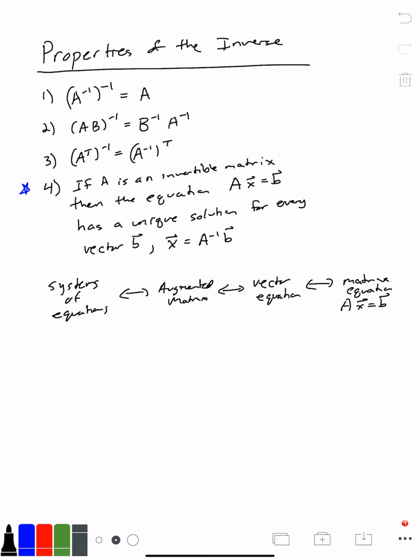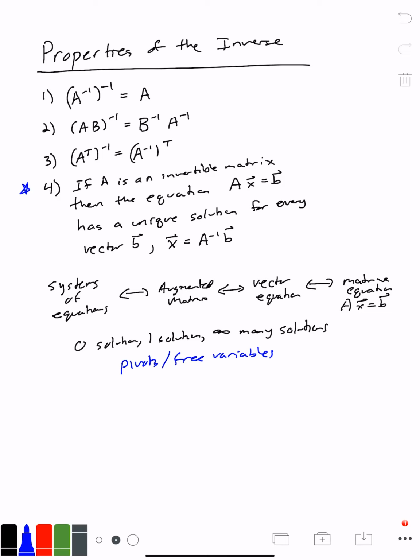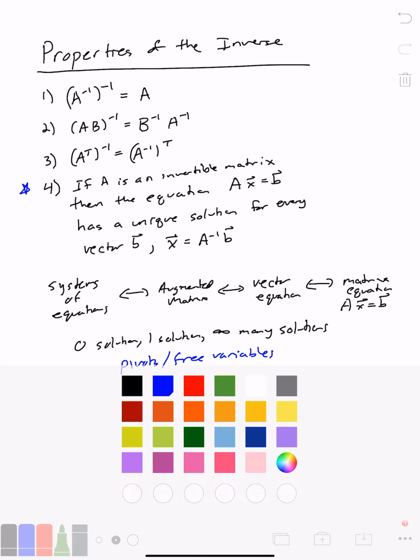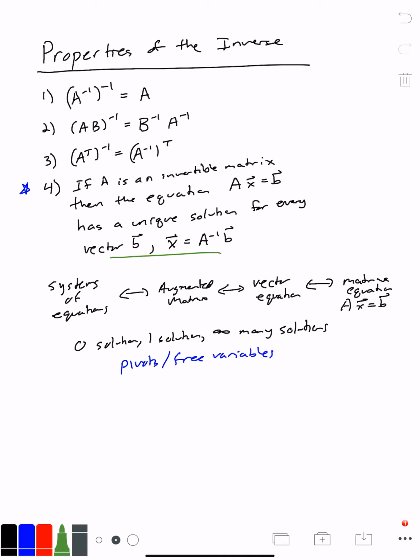And remember we talked about how we wanted to find out if there was zero solutions, or if there was one solution, or if there was infinitely many solutions. These are the three possibilities here. And remember we talked about pivots, we talked about free variables, and those are all good things to know here. However, this gives us a really great method for figuring things out here.